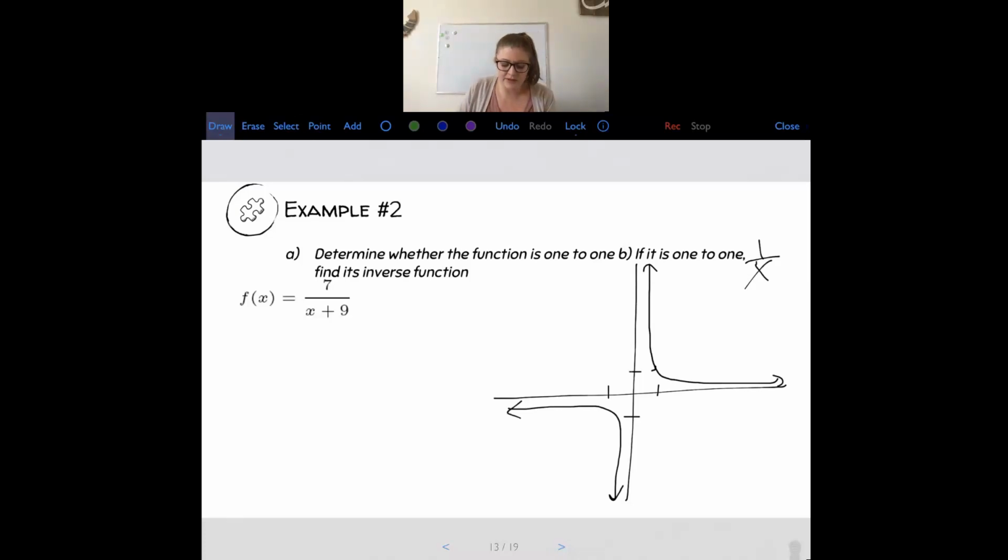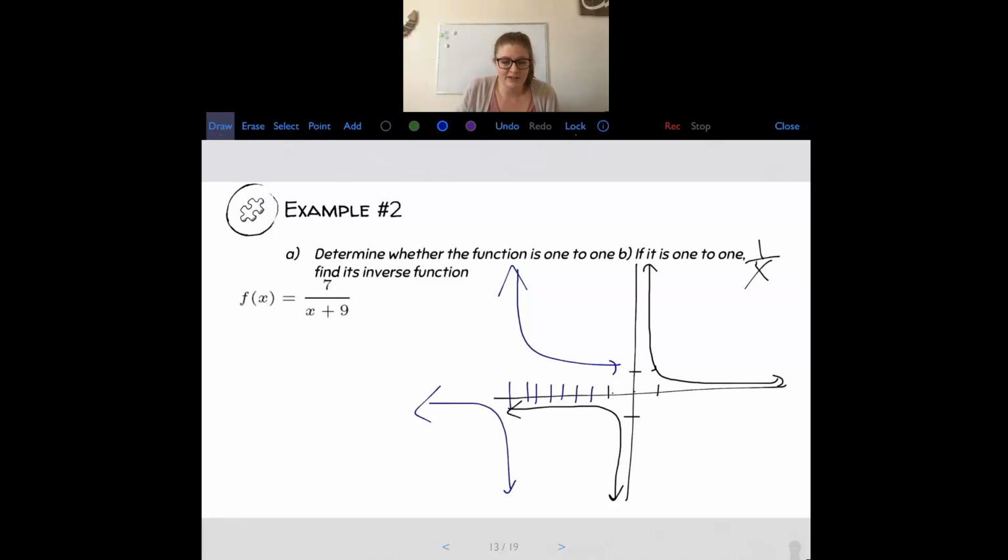So now we are going to have, so the 7 is a vertical stretch. It's going to move it away from the x-axis, and that negative 9 is a horizontal shift to the left 9 units. So we go to the left 9 units, 1, 2, 3, 4, 5, 6, 7, 8, 9. Okay, and so it's going to turn out to be something like this instead. But if we apply the horizontal line test, it would still pass. So yes, this function is one-to-one.